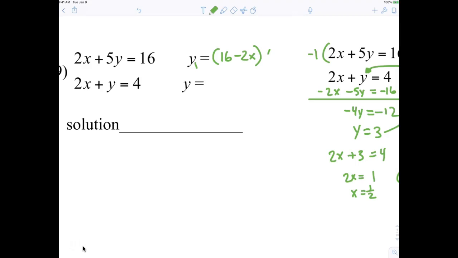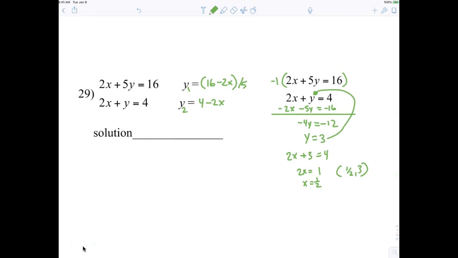By 5. Thank you. Under y2, all I have to do is move the what? Do I need parentheses? No. So I'm just doing 4 minus 2x. Could I do negative 2x plus 4? Doesn't make a difference. Now you're checking yourself. Type it in under y1 and y2, and see if the answer is 0.5 comma 3.